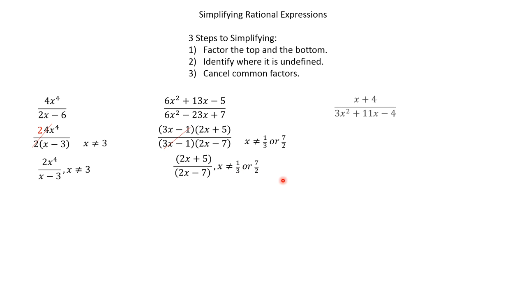All right, how about another one? (x + 4)/(3x² + 11x - 4). First step, we need to factor the top and the bottom. The top is already factored. There's nothing we can do there. So the bottom, 3x² + 11x - 4. Two things that will multiply to be that are going to be 3x and x. So see if you can factor the bottom there. I would be very surprised if we didn't end up with an x + 4 as a factor in the bottom. So if you need to use that to help, go ahead, at least as a first guess.